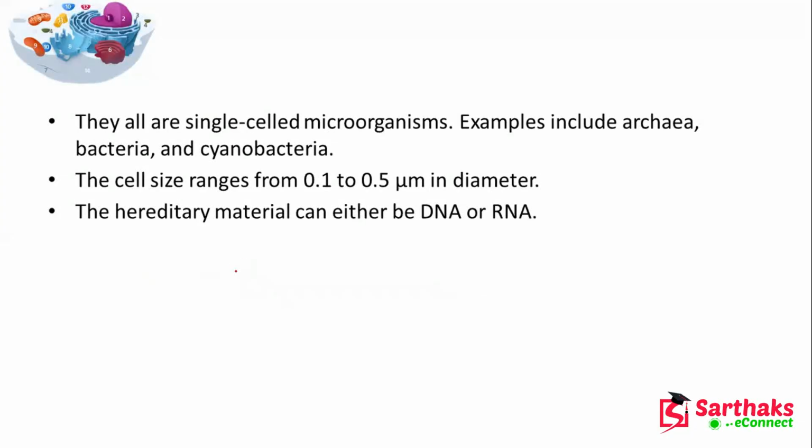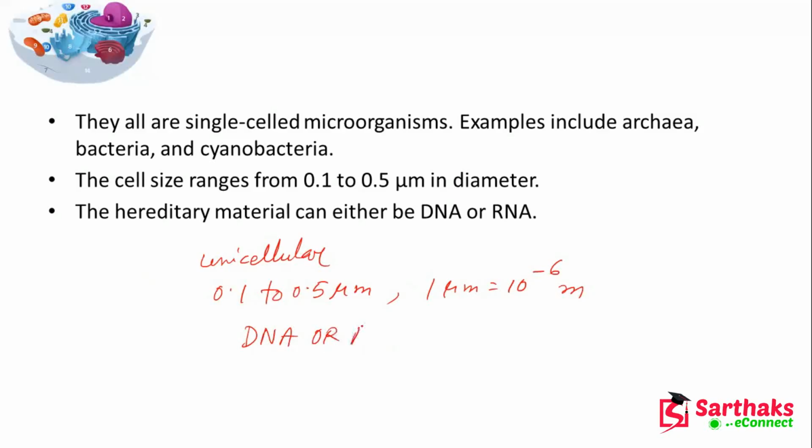Now, prokaryotic cells are single-cell microorganisms, that means unicellular, like archaea, bacteria and cyanobacteria. The cell sizes are 0.1 to 0.5 micrometer in diameter, where 1 micrometer equals 10 to the power minus 6 meter. The hereditary material can be either DNA or RNA.